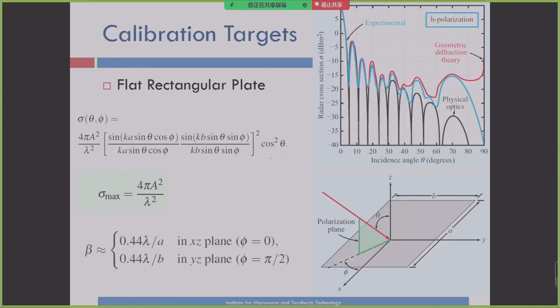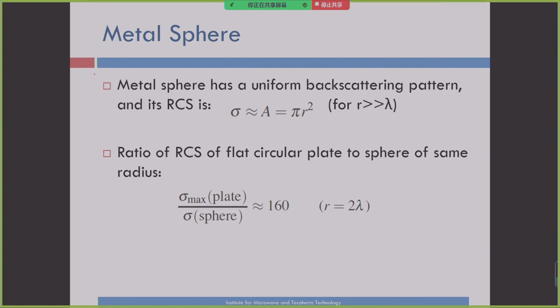So we use several kinds of objects for external calibration. For example, a flat rectangular plate has a cross-section expressed by this formula in a Cartesian coordinate system, and its maximum cross-section is this one at theta equals 0 and phi equals 0. And sometimes we can also use metal spheres. For a metal sphere, its cross-section is pi r squared.